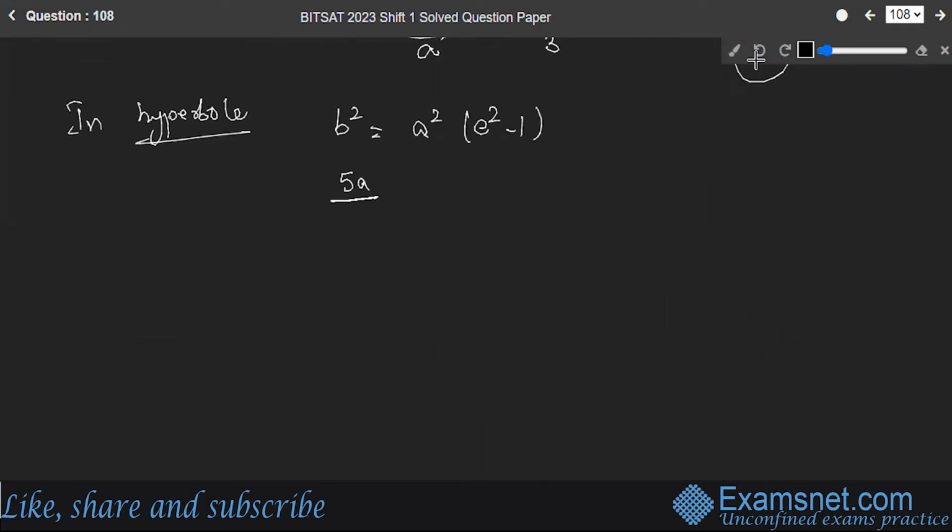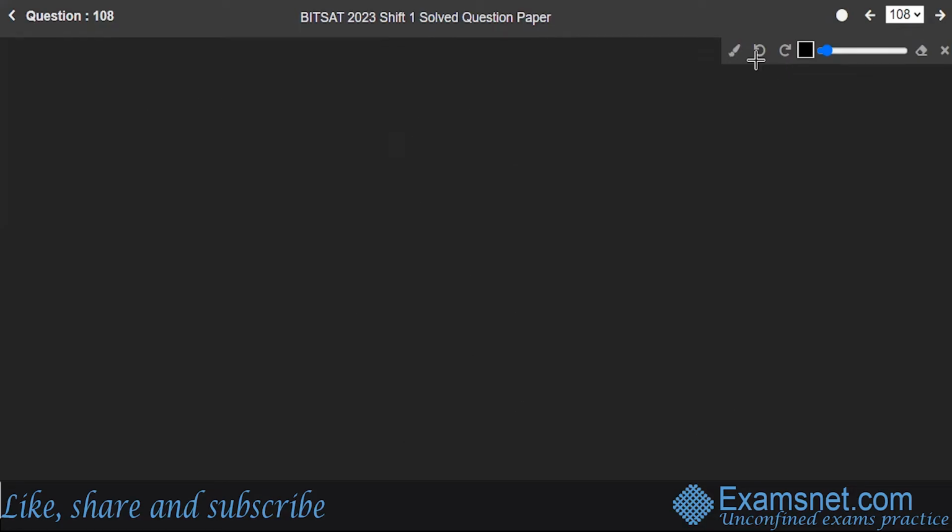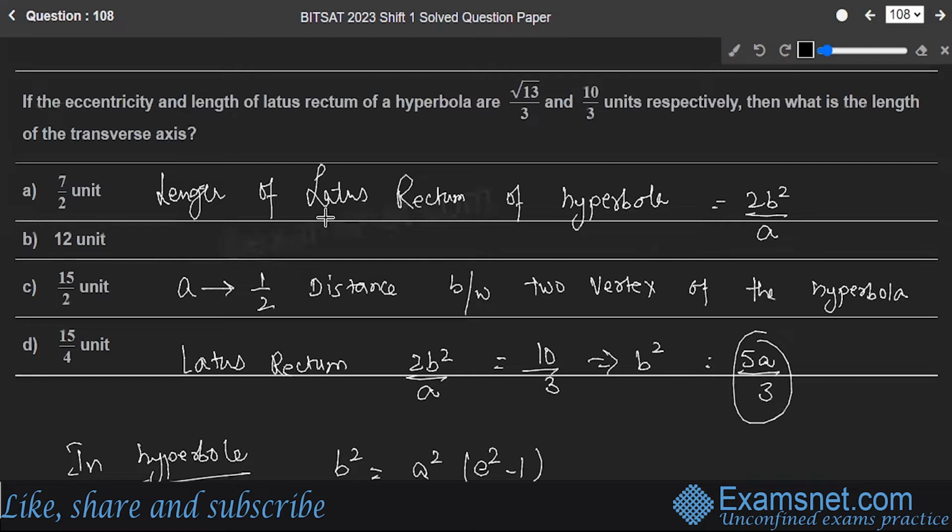So you had 5a upon 3 is equal to a square. Eccentricity was root 13 upon 3 square. So this will be 13 upon 9 minus 1. One a will cancel from here. And you will have 5 upon 3 is equal to a into 13 minus 9, that is equal to 4 upon 9. These two things will cancel like this, or you will have a is equal to 5 multiply 3 upon 4, or this is equal to 15 upon 4. That is what we needed to find out. A is equal to 15 by 4. Option D is the correct answer.